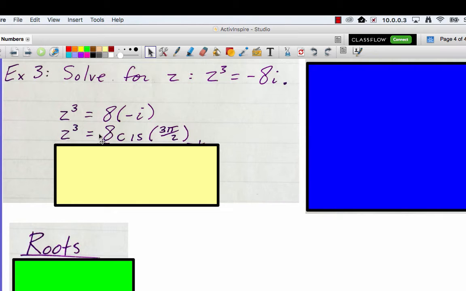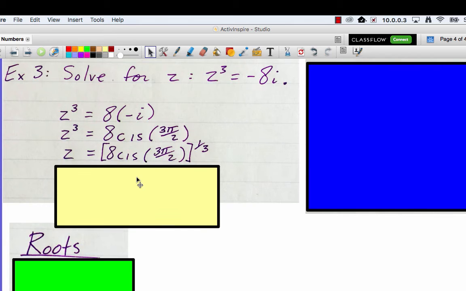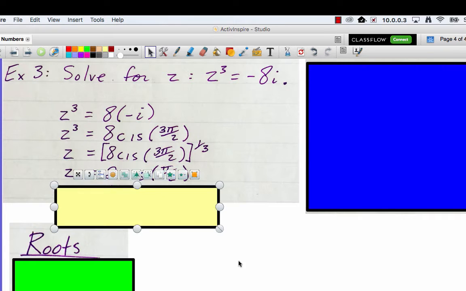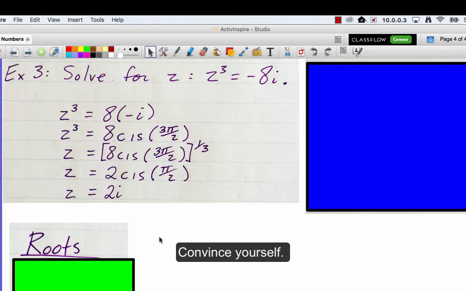I have z cubed equals the stuff on this side. I'm going to raise both sides to the 1/3 power. Now I have this. 8 to the 1/3 is just 2. And de Moivre's theorem says to multiply this power to the angle, or the argument, and when I do that, I get pi over 2. So, z is equal to 2 times cis pi over 2. Cis pi over 2, of course, is just i. And z equals 2i.